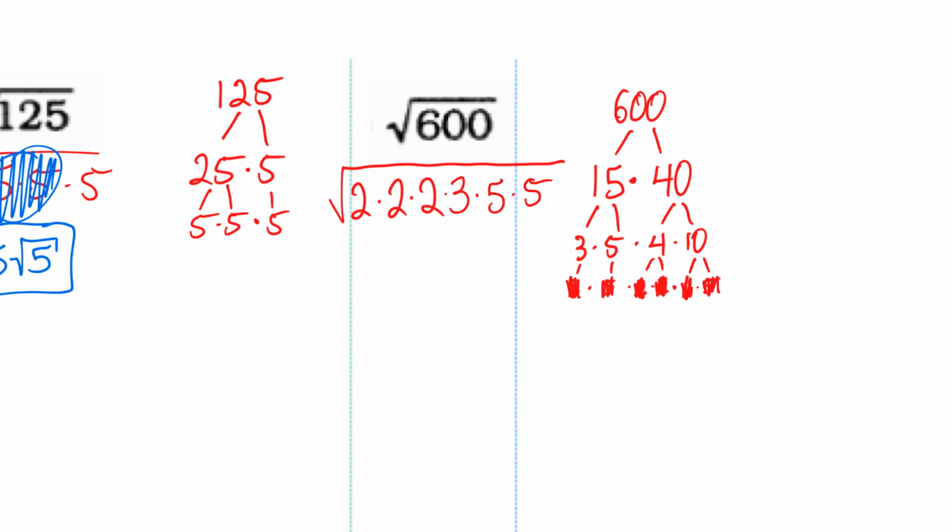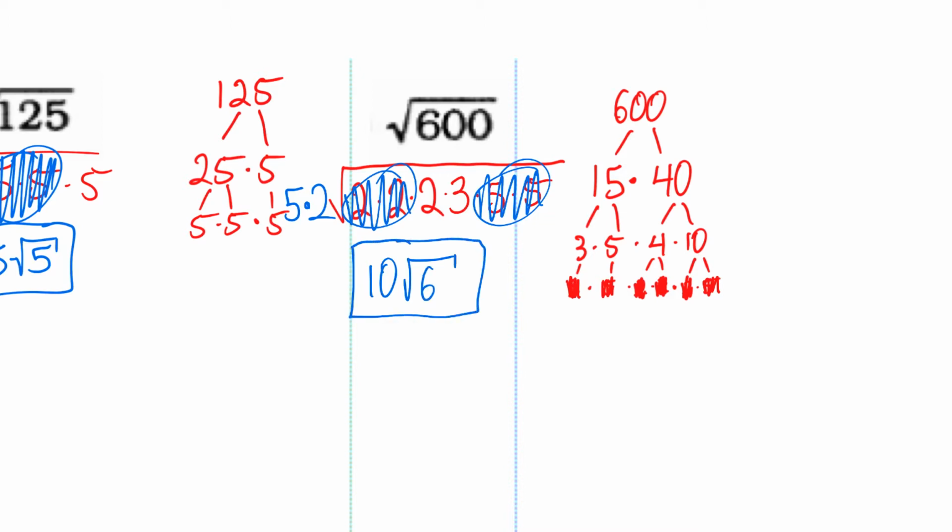Okay, so let's get all that. So we've got a pair of 2s, a pair of 5s. So it's going to be a 2 on the outside. It's going to be a 5 on the outside. So on the outside, I brought out a 5 and a 2. So what's it going to be on the outside? 10. You multiply them. 5 times 2 is 10 on the outside. And then on the inside, anything that didn't pair up, it just gets multiplied back together. So what are we going to have on the inside? 6. So 10 square roots of 6.